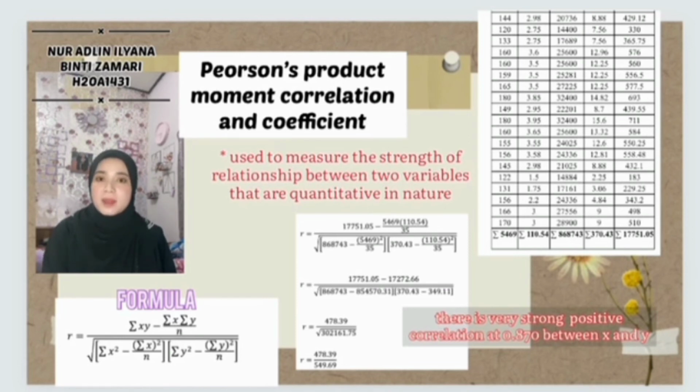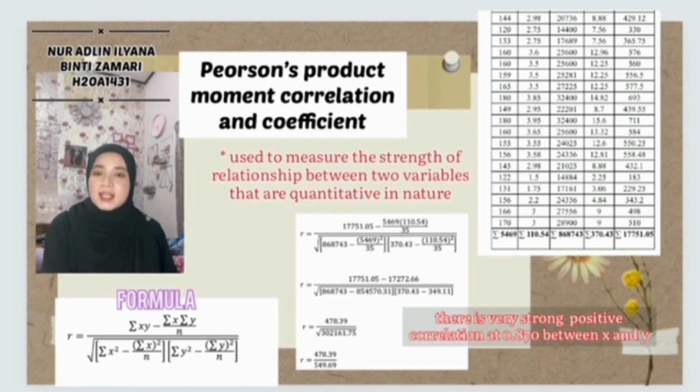The formula is summation xy minus summation x times summation y divided by n. Then you have to divide by the square root of summation x squared minus summation x squared over n, and likewise for summation y. Then you can get the final answer. For our data, the final answer between x and y, where x is days present and y is GPA, the correlation strength is very strong positive correlation at 0.870 between x and y.